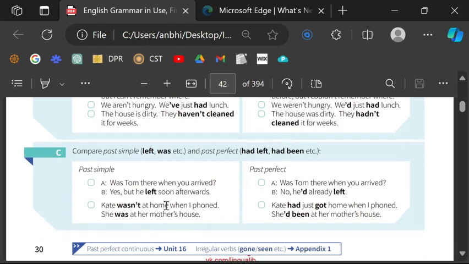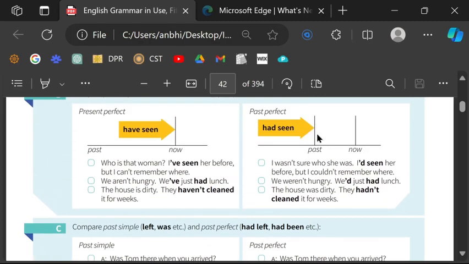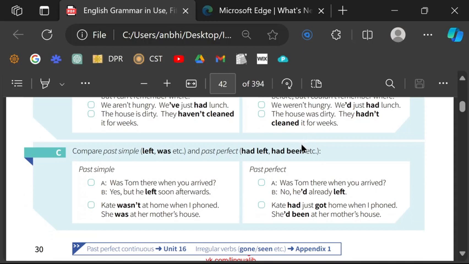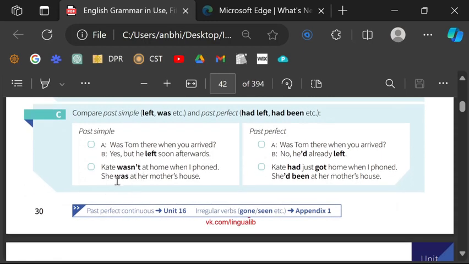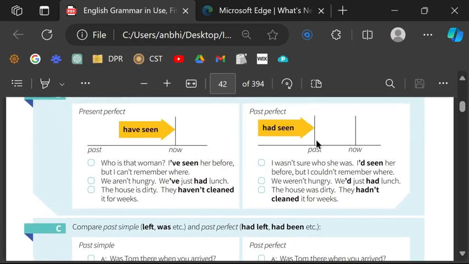Kate wasn't at home when I phoned. She was not. Past simple, when I phoned in the past. So in the past here, I phoned her. I called her. Okay? She was not at home. Okay? She was at her mother's house. This is happening at the same time. When I phoned her, she was at her mother's house at the same time.